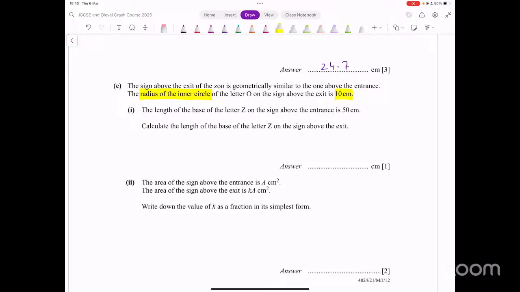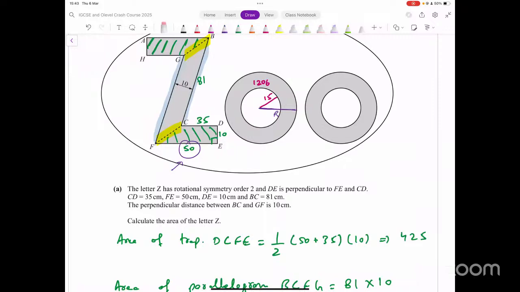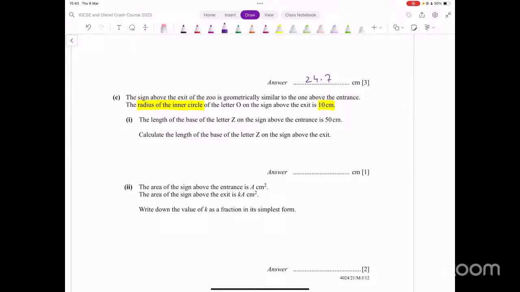The length of the base of the letter Z on the sign above the entrance is 50 centimeters. We already know this is 50 centimeters. Calculate the length of the base of the letter Z on the sign above the exit. Now, how do we think about this? Radius is a length, right? Radius is a side, and length of the base, that's also a side.